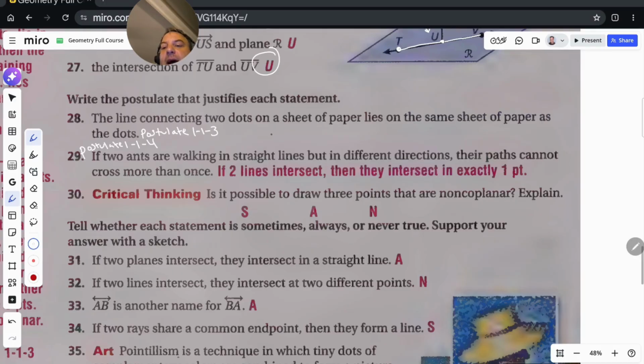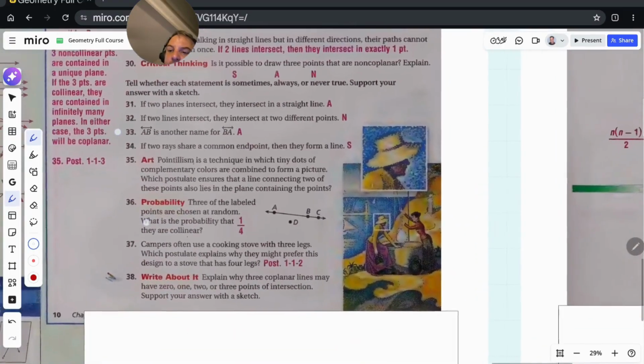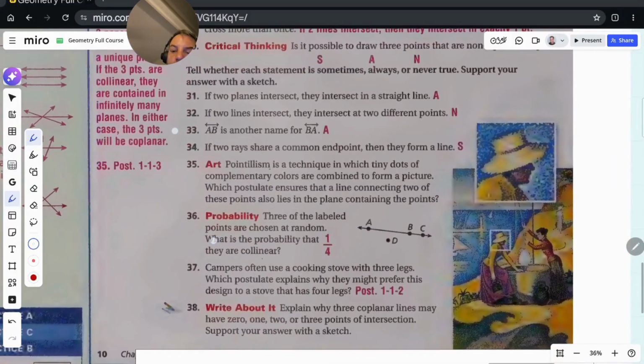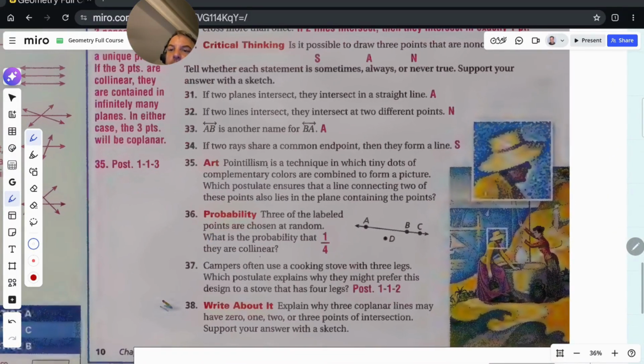And I won't take the time to write all that down for the critical thinking question, but you could write a whole paragraph there to explain that. So again, it's not possible by postulate 112, any 3 non-collinear points are contained in exactly one plane. If the 3 points are collinear, then they're contained in infinitely many planes, but in either case, the 3 points are coplanar. Now for our next set here, 31 through 38, which will end our video and our review.